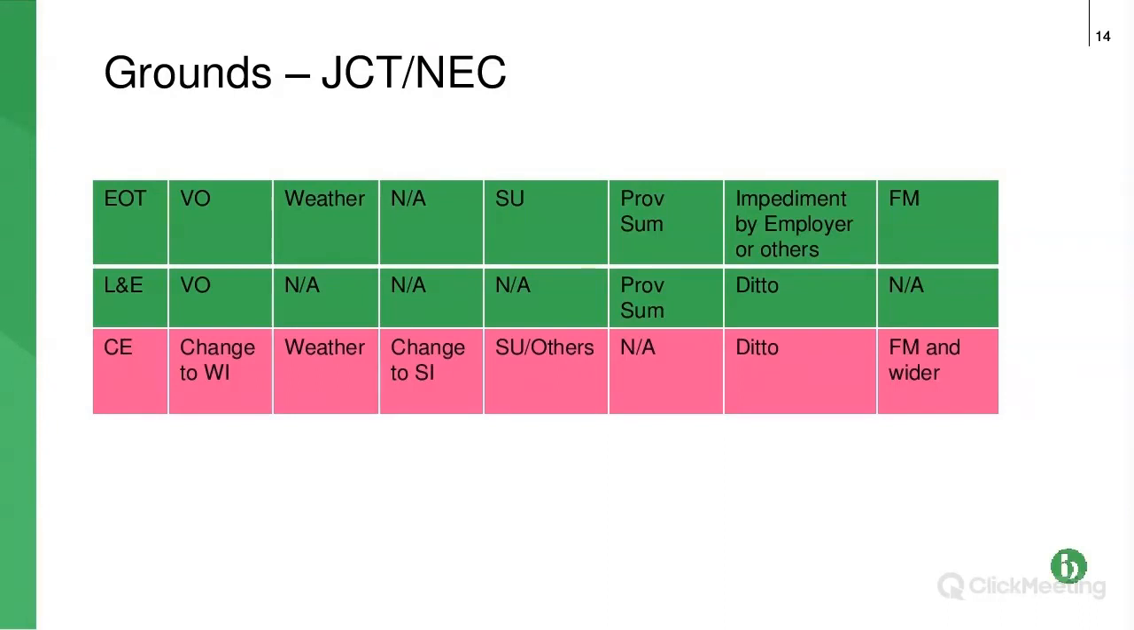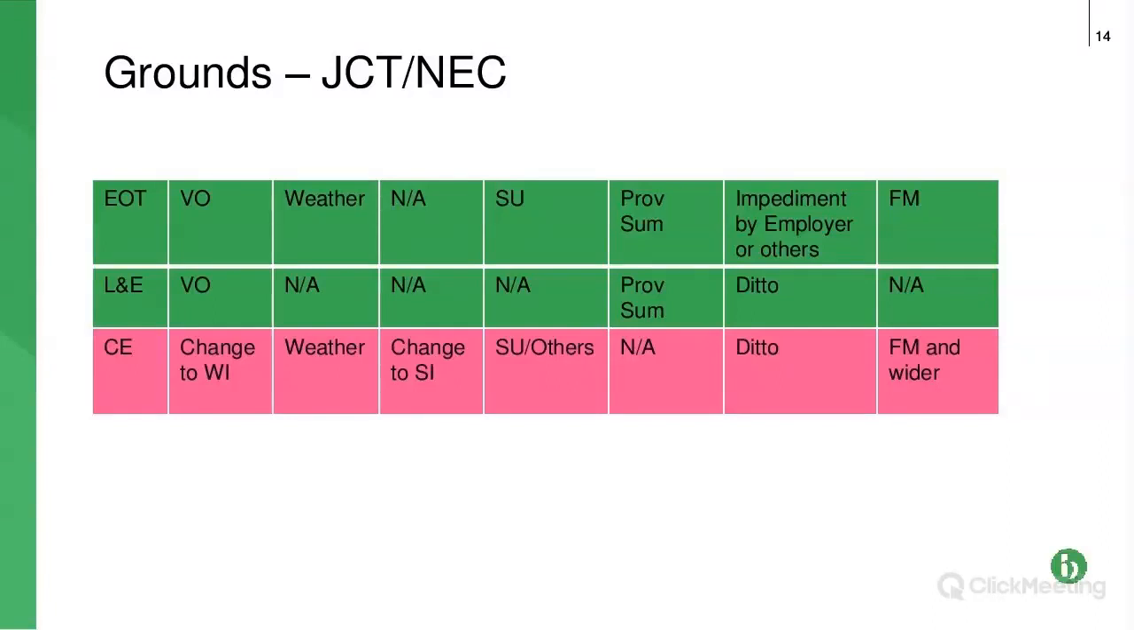Next one along, SU, statutory undertakers, another common claim. So they include local authority, water authority, electricity board, all these kind of third parties that are probably really common in your work. So yes, under JCT you get an extension of time if they cause you delay, but it says not applicable in the next column, which means you don't get your loss and expense. You don't get the cost of that extra time on site.